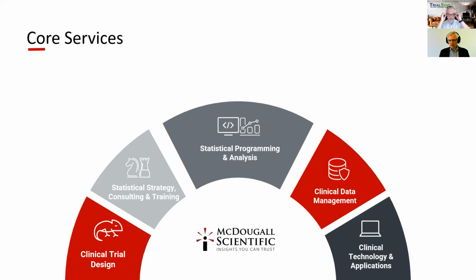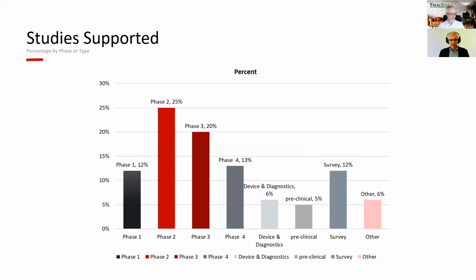I will point out over on the right that we do provide technology often, and most often really, that's in partnership with organizations like TrialStat, which is what has brought us together today. We support all phases of studies, 1, 2, 3, and 4. You can see, based on this histogram, our sweet spot are phase 2 and then phase 3.